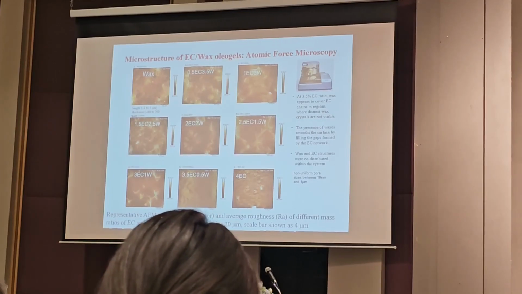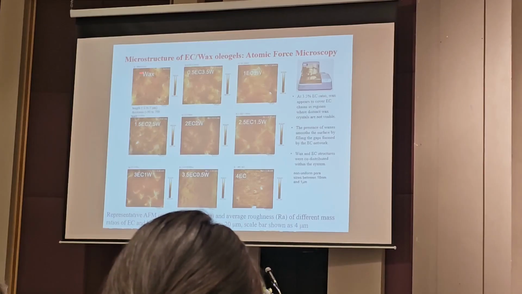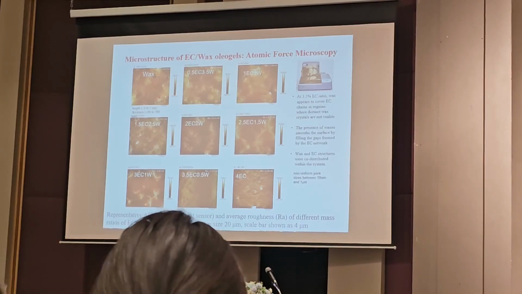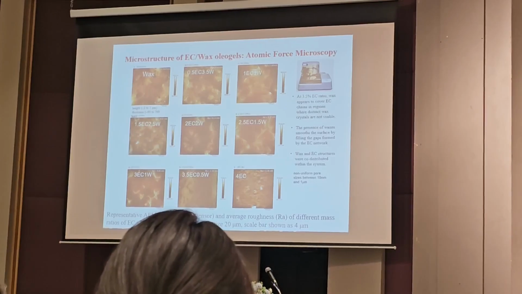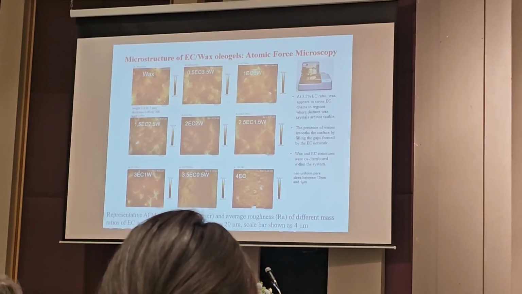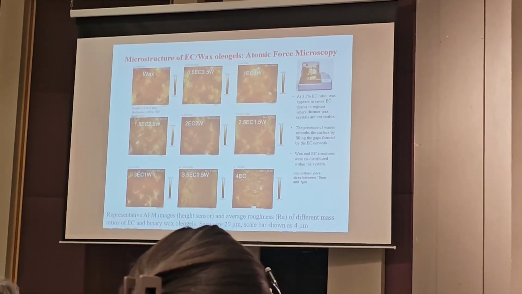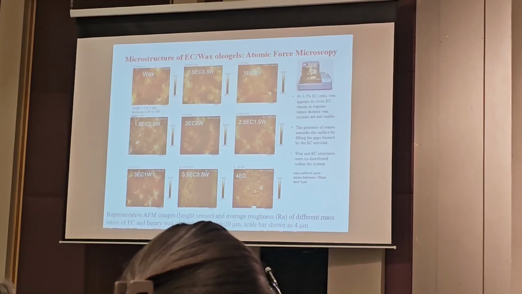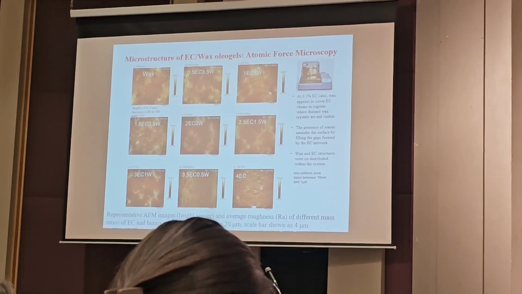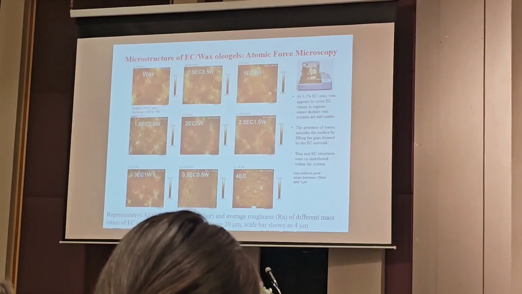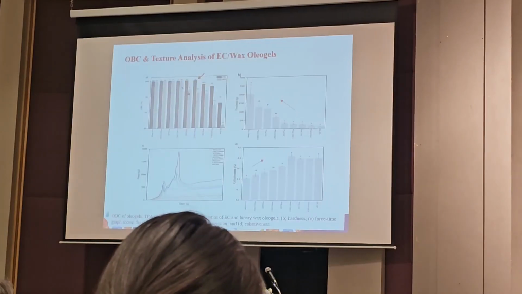So you can see crystals in here, but as we move and increase EC, the texture changes. So that crystallized texture, we can't see as we move towards EC. So EC is helping to control crystallization. Also, in terms of the roughness, these oleogels are different when we actually play with different concentrations.